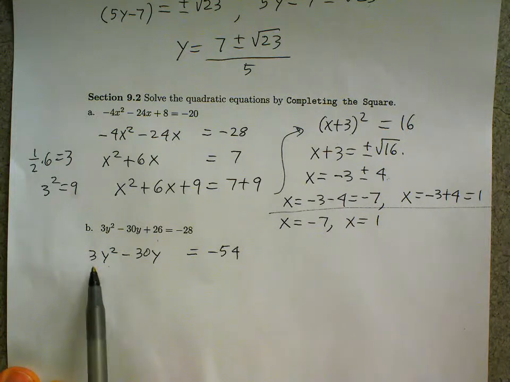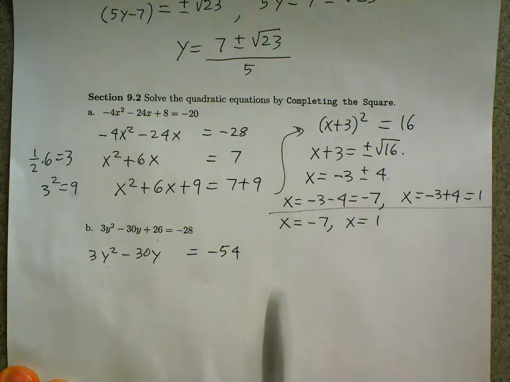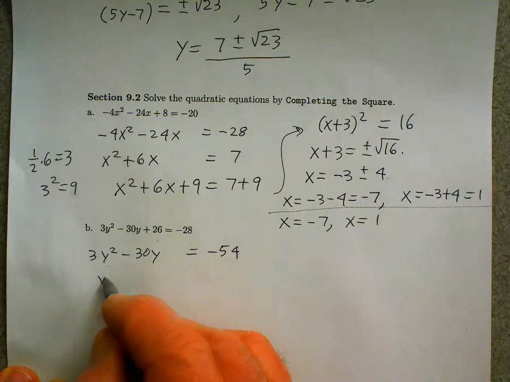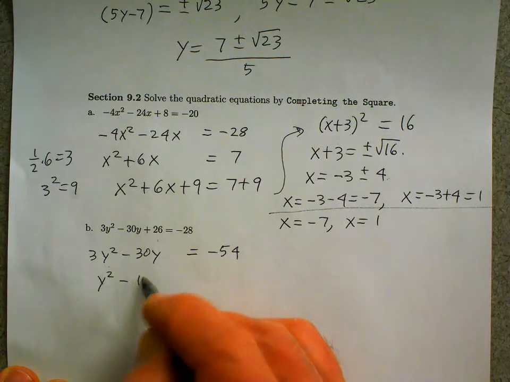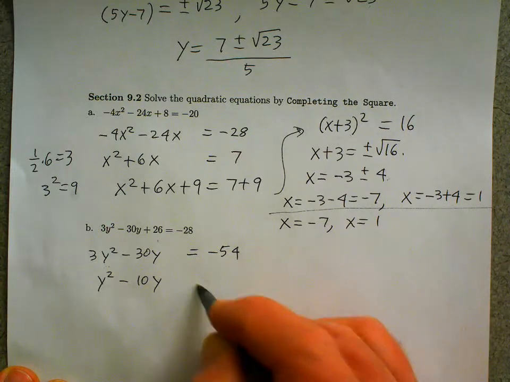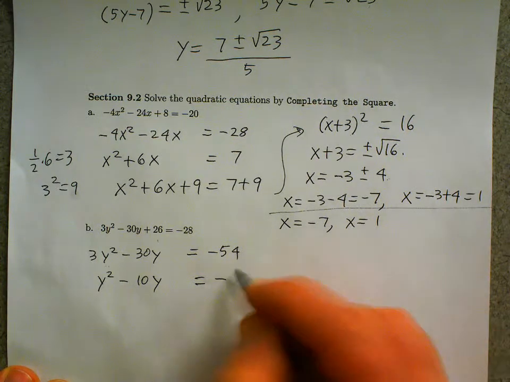Then we divide every term on both sides by the coefficient of y squared. So since the coefficient of y squared is 3, we divide every term on both sides by 3, and we get y squared minus 10y equals negative 18.